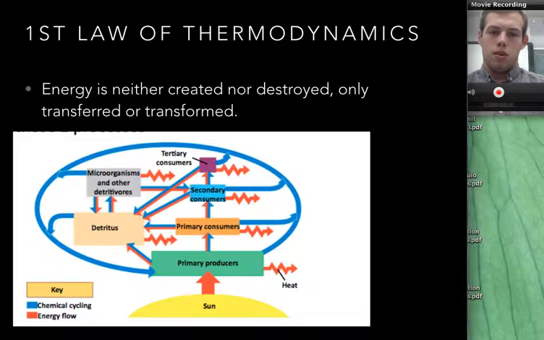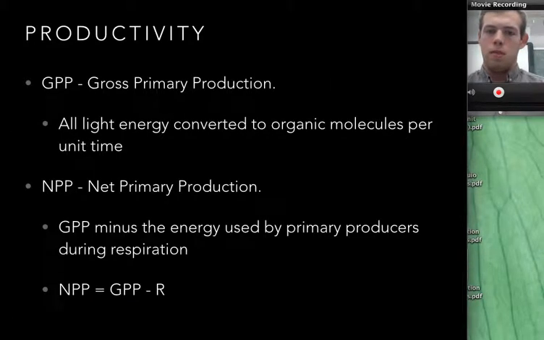So when we're talking about energy flow, the first thing we need to talk about is productivity. When you're measuring productivity, there are two different types of measures you want to use. The first one is GPP, which is gross primary production. This is all the light energy or all the chemical energy, depending on the ecosystem you're in, converted to organic molecules per unit time. So typically this would be all of the biomass produced in, say, a year by your producers in an ecosystem. That's just the total energy, your gross primary production.